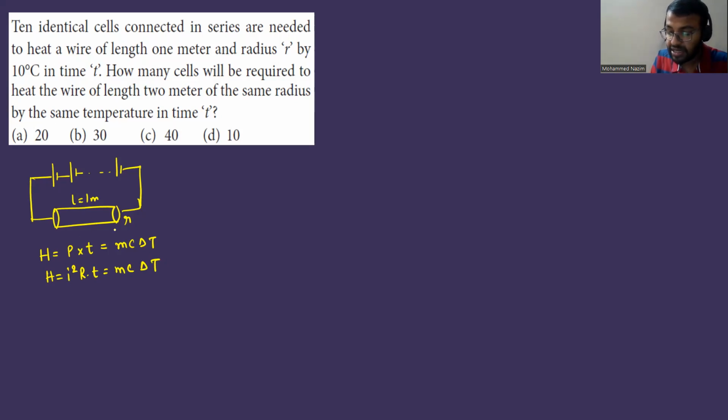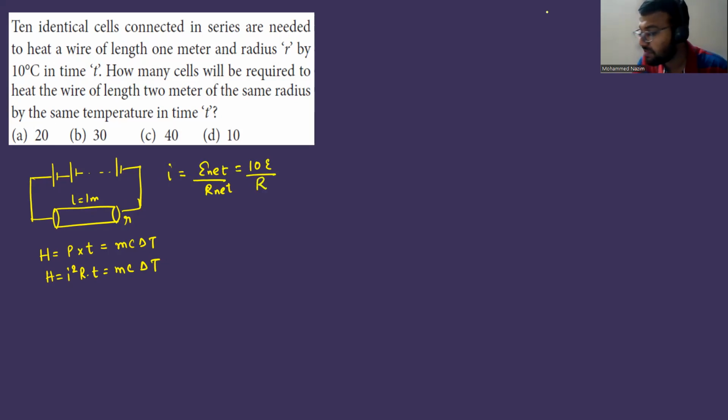Now, what is the current? Since it is a one loop question, only one current will flow in the circuit. The current is given by the net EMF divided by the net resistance. So what is the EMF, people? Because 10 cells are there and all are in series, we can take it as 10E, and the resistance of the wire, I will take it as say R.